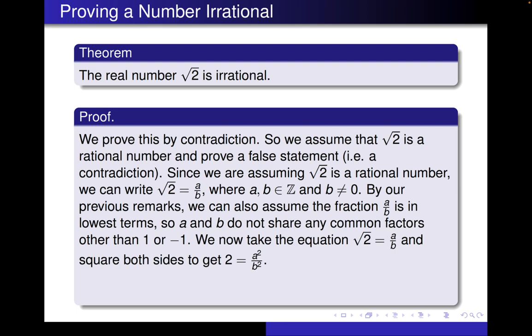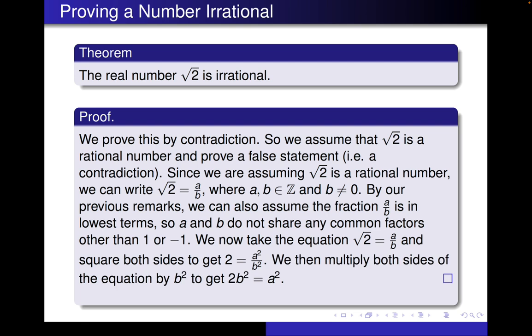All right, so now we're going to square both sides. We take the equation square root of 2 equals a over b and square both sides. We get 2 equals a squared over b squared. Then we multiply both sides of the equation by b squared to get rid of the denominator. We get 2b squared equals a squared.